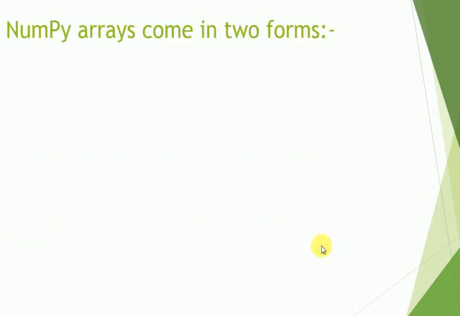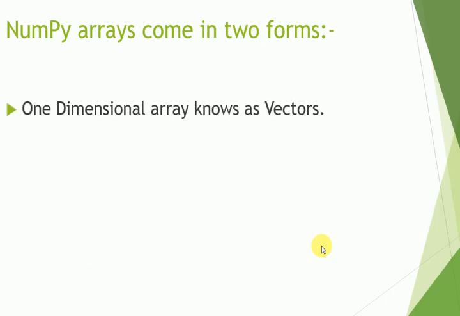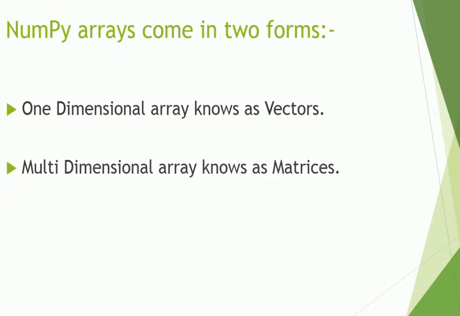Now in NumPy we can classify arrays in two formats: a 1D array, which is known as a vector, where 1D means a one-dimensional array, and a multi-dimensional array, which is in the form of a matrix.